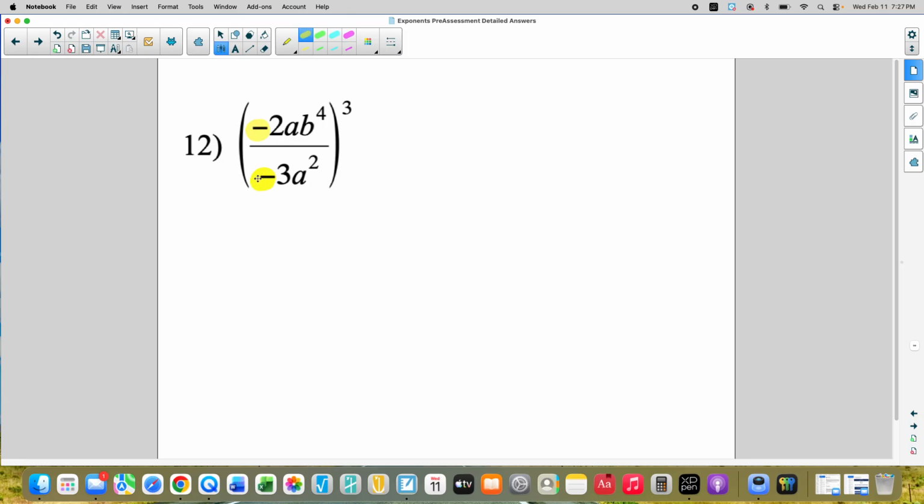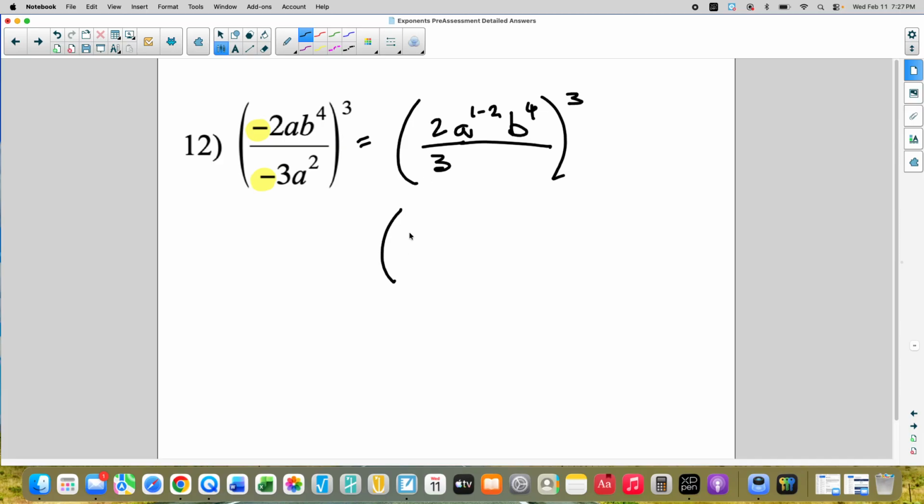All right. Let's simplify inside before distributing. Could we distribute? Sure. So I'm going to simplify this. Well, the only thing we can simplify with coefficients are the 2 negatives. A negative divided by a negative is a positive. So this just equals 2 over 3. Those coefficients can't simplify any further. We have a to the first divided by a to the second. So that's a to the 1 minus 2. And then we have b to the 4th, which doesn't have a partner. And then cubed. So this is 2a to the negative 1, b to the 4th, over 3, all to the 3rd.